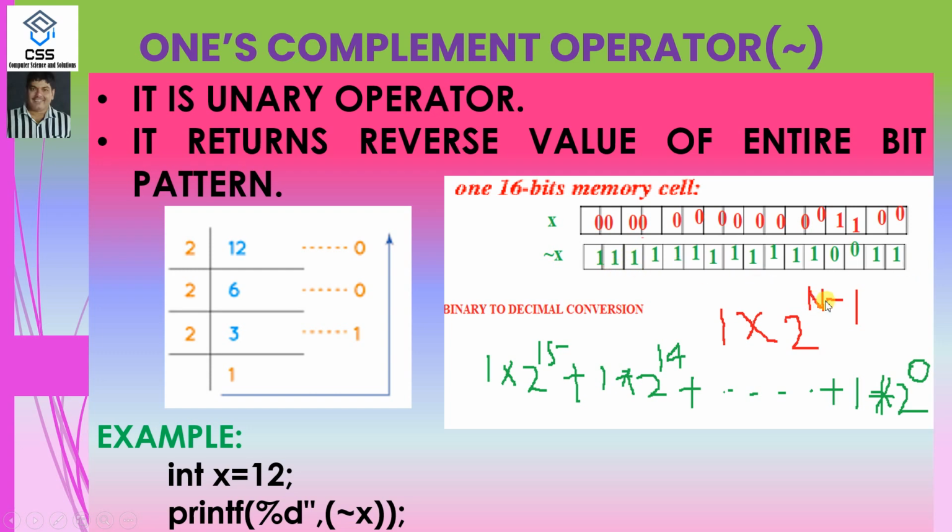15 minus 1 means the 15th position, and 15 minus 1 is 14. Like this we will go till the first location. If I count, the 1st position is 1, and 1 minus 1 is 0.